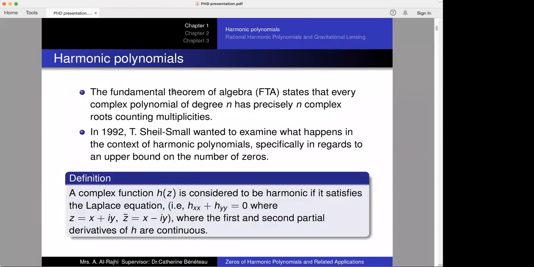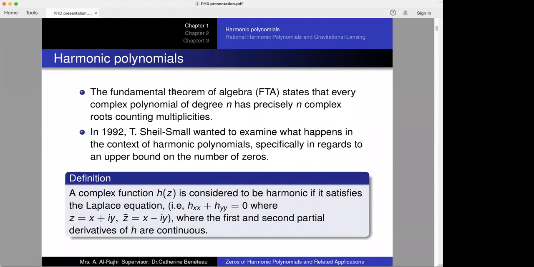So in chapter 1, for harmonic polynomials, we start with the idea of the fundamental theorem of algebra, which states that every complex polynomial of degree n has precisely n complex roots counting multiplicity. In 1992, T. Shell Small was wondering, what if we replace this complex polynomial with a harmonic polynomial? How many zeros are we going to get?